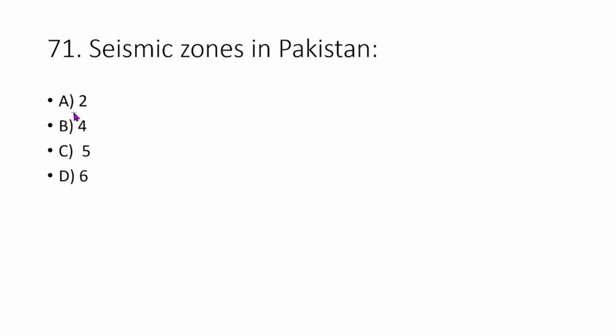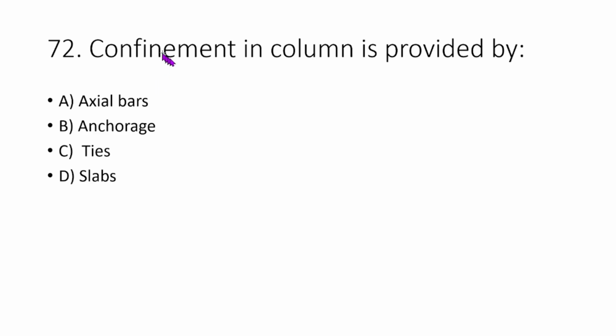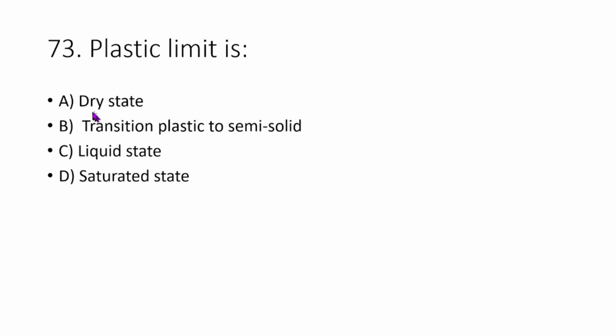Seismic zone in Pakistan: A 2, B 4, C 5, or D 6. So the right answer is 5. Confinement in column is provided by A axial bar, B anchorage, C ties, or D slab. So the right answer is ties. Plastic limit is A dry state, B transition plastic to semi-solid, C liquid state, D saturated state. So the right answer is water content where soil changes plastic to semi-solid.